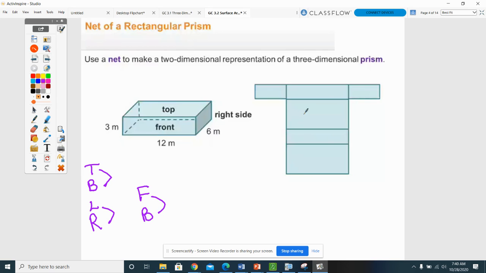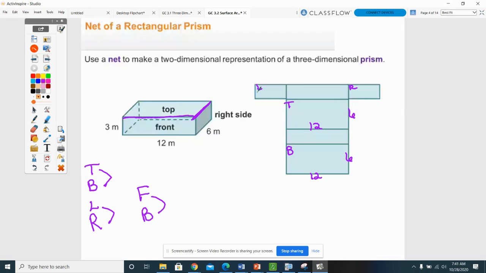So if you're here, this is definitely the top, and this could be the bottom. And when you look at the top, you've got to figure out what this length is and what this length is. So this one is 12. This length is 6. The bottom will be the same, 12 and 6. Now, these two are the right and the left, okay? These two are the right and the left because the front and the back connect to the top and the bottom. So this will be the left and this will be the right.